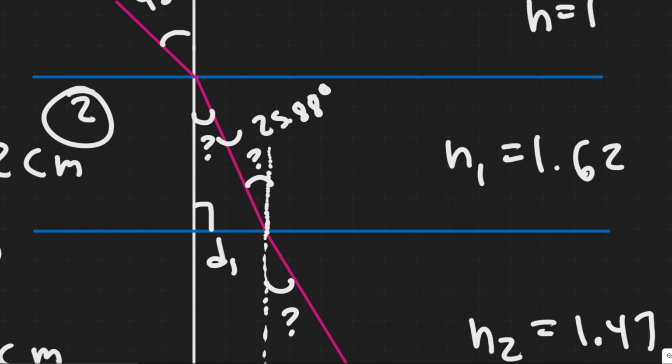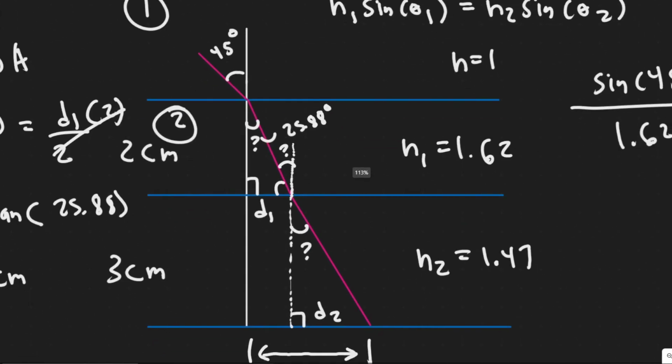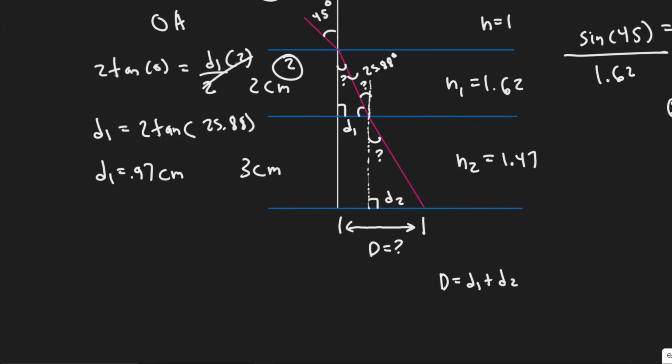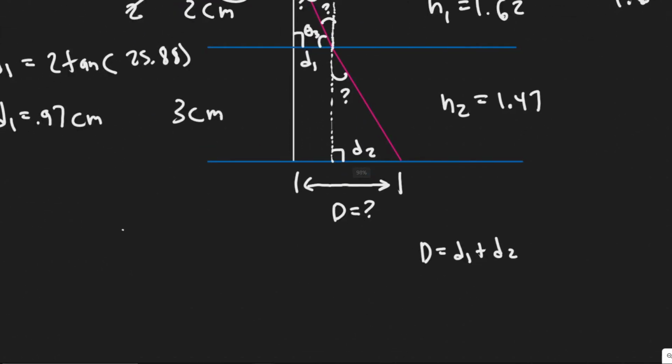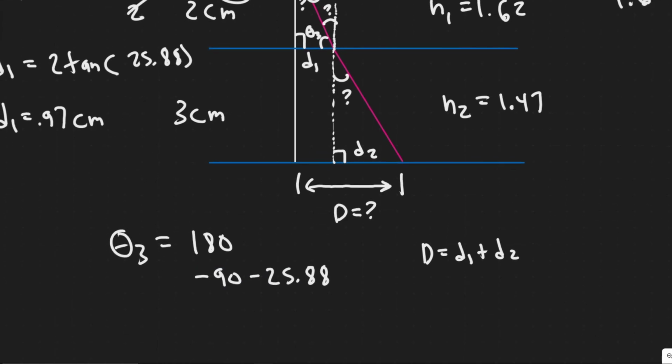There's a couple ways to do it, but I'll just show you. I know that this whole triangle, the angles add up to 180. So this 25.88, this 90 degrees, plus this angle right here adds up to 180. If I know that information, I can solve for that angle. So that angle, we'll call it theta 3 for now. Doesn't really matter. Theta 3 is going to be equal to 180 minus 90 minus 25.88. I'm just taking the total and then subtracting the other two angles, and that's going to give me what that angle is.